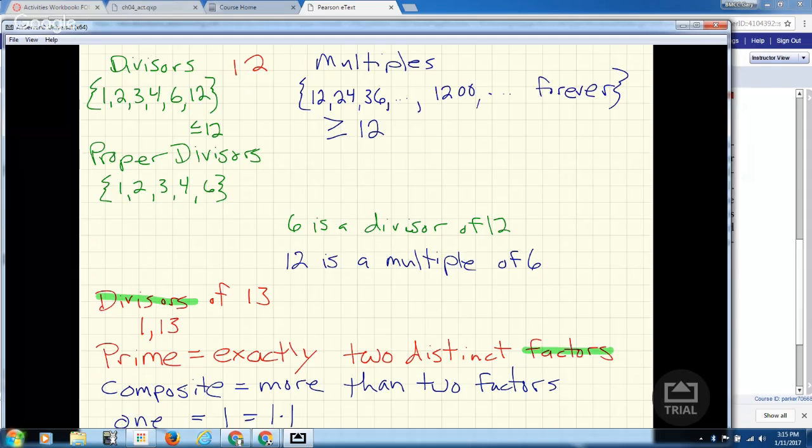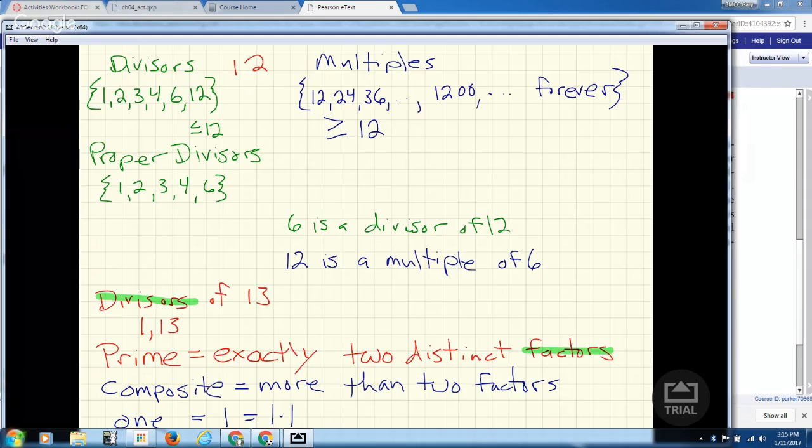Okay, so we have prime, we have composite. So the study of primes and composites, divisors and multiples are important for a lot of things. Specifically, they're important to fractions and decimals. And so we're going to need them for that. All right, so let's take a look at multiples.